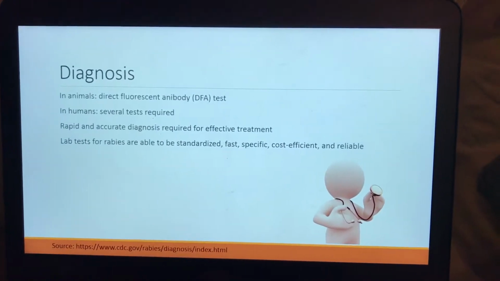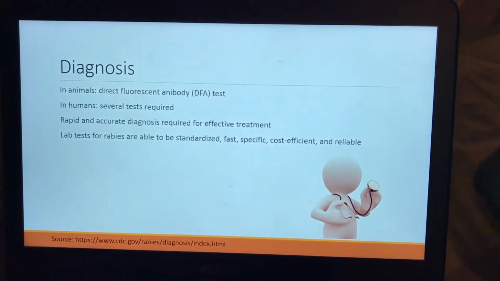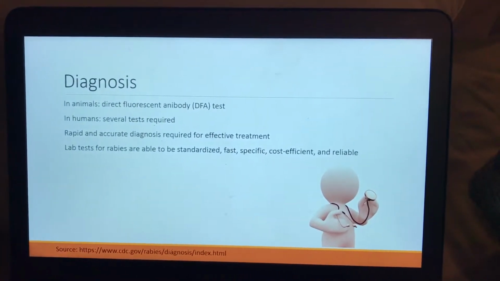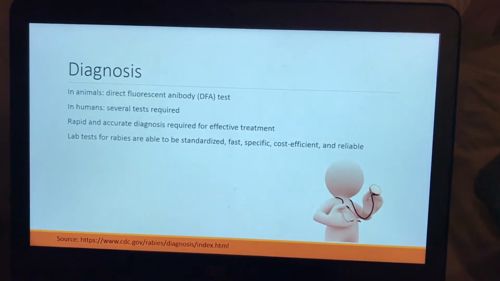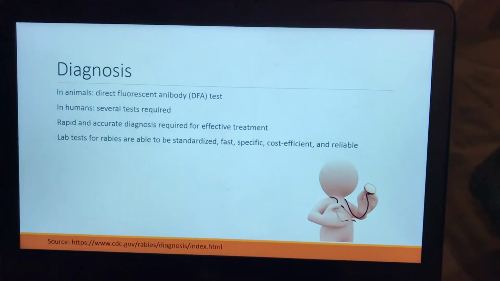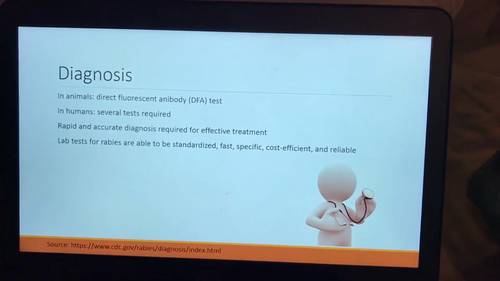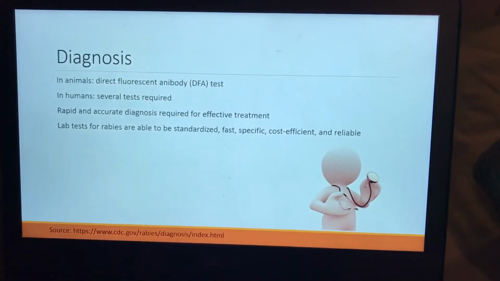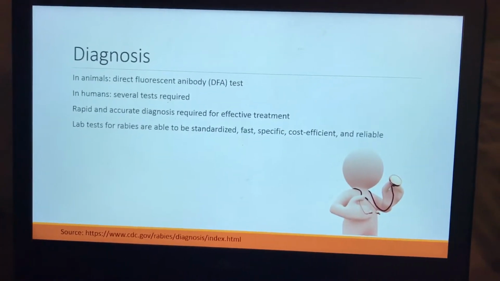In animals, the diagnosis is done by a direct fluorescent antibody test. So that test looks for the presence of rabies virus antigens in brain tissue. In humans, it's a little more complicated and takes several tests to determine. There is a need for rapid and accurate diagnosis for the ability to treat this disease effectively. Lab tests for rabies are able to be standardized, fast, specific, cost-efficient, and reliable.